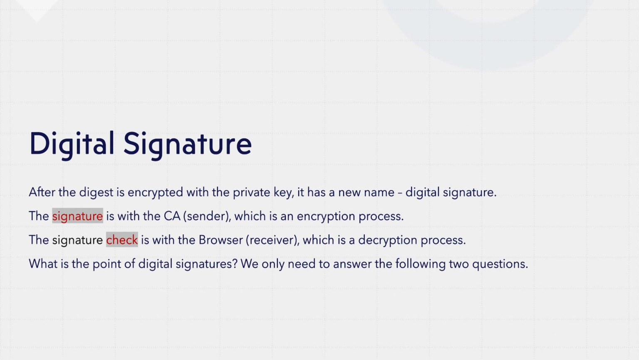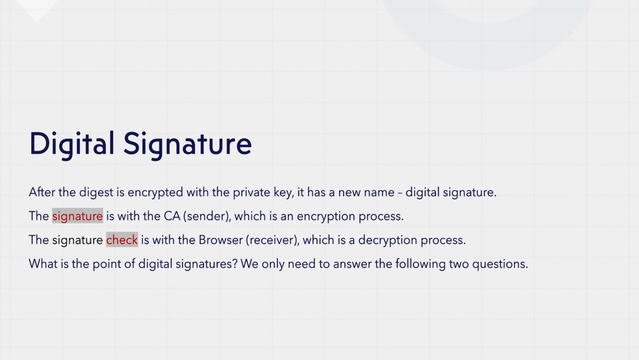Next is digital signature. So we have found the digest. If we encrypt the digest, the encrypted digest has a new name called digital signature. The signature is with the CA. We're going to introduce the CA later too. So that's the sender. So the signature is an encryption process. The signature check is with the browser on our computer, which is the receiver, and it is a decryption process. So the sender encrypts the digest and sends it to the receiver. The receiver decrypts it and checks the signature.